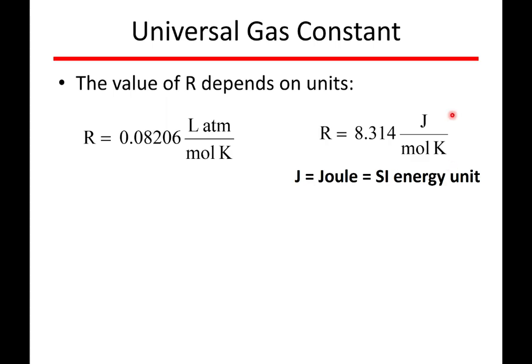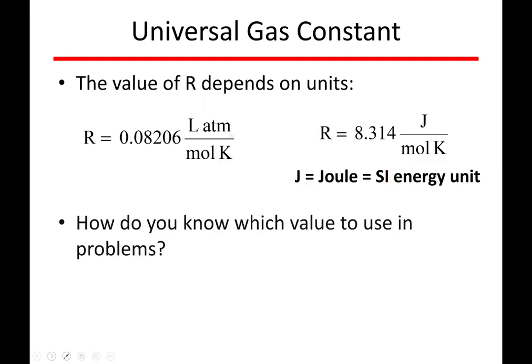Now, one more thing to mention regarding the big value of R and its units, joules per mole per Kelvin. A joule is a unit of energy, and that's going to be really important for us to consider as we continue on in the chapter and talk about how we can calculate average kinetic energies of gases or molecular speeds or other properties such as that. The value of R expressed in liters atmospheres per mole per Kelvin will tell us information about the volume or the pressure of the gas. Now, how do you know which value to use in problems?